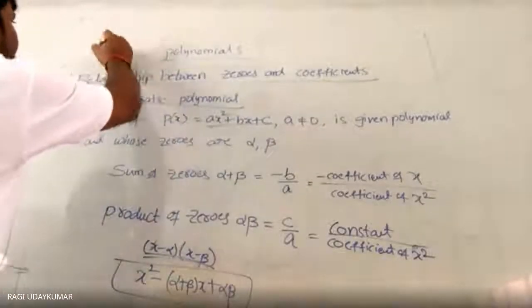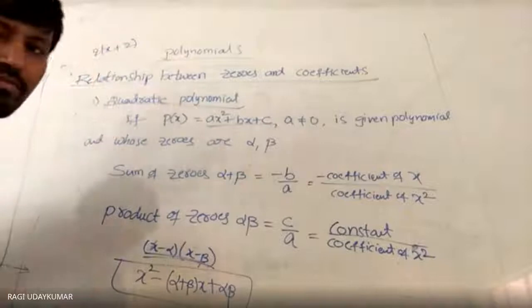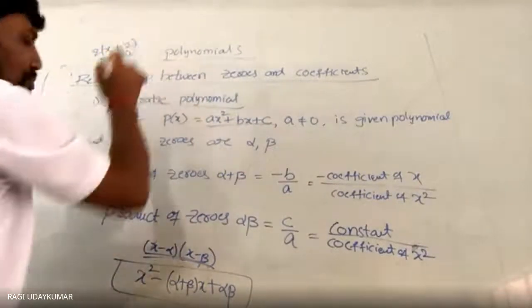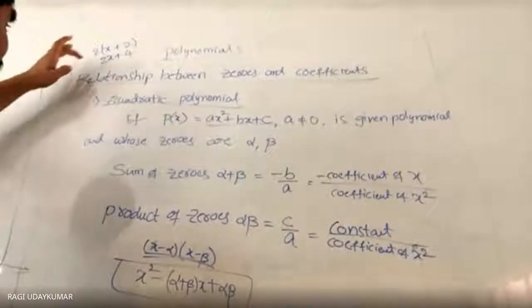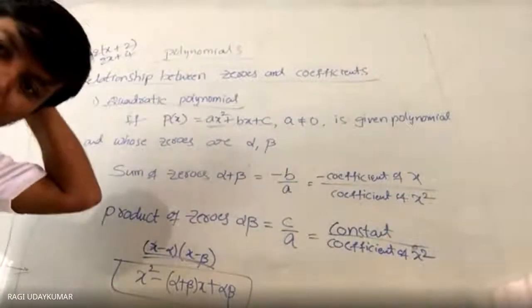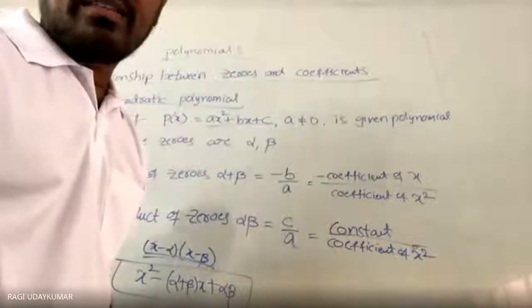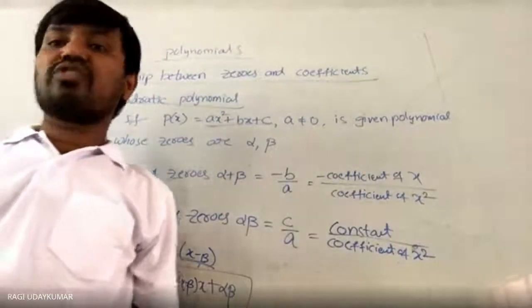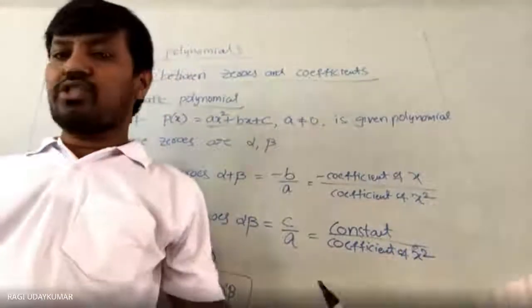I have multiplied this whole polynomial by 2. Then what do you get? 2x plus 4. Now what is the zero of 2x plus 4? Minus 2. That is also minus 2. So if you multiply a polynomial by any non-zero constant, the zeros will not change.